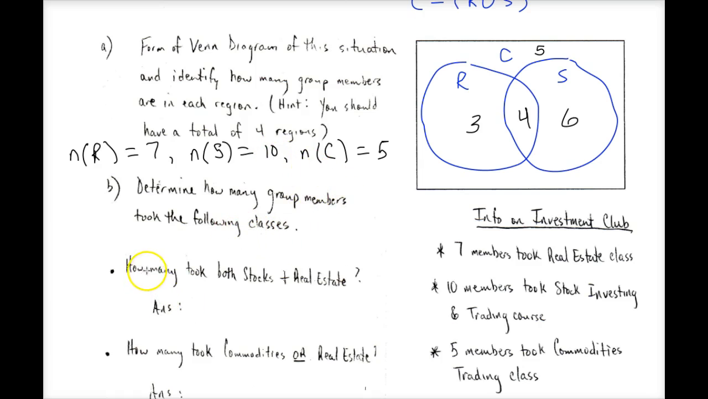Okay. All right, so now we can look at our Venn diagram and easily answer some of these other questions. So it says, how many of the members took both the stocks and the real estate? Okay, so of course, stocks is here, real estate is there. We already know that the answer to that is 4, because both, meaning intersection, is just going to be 4.